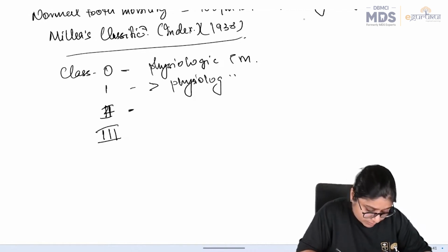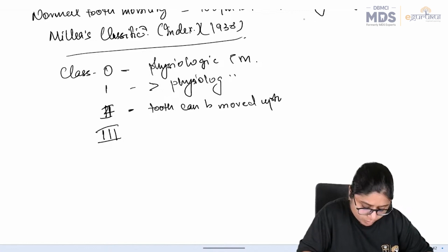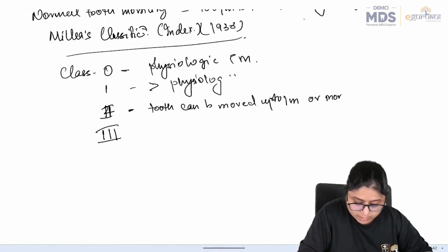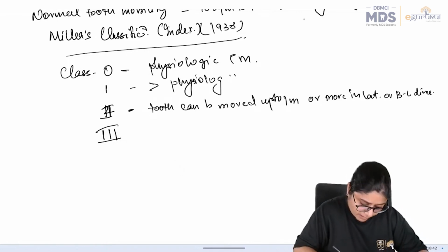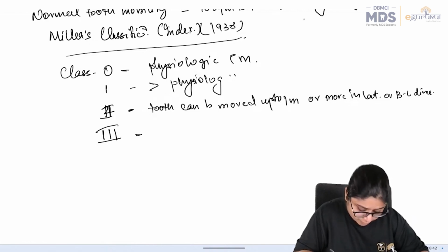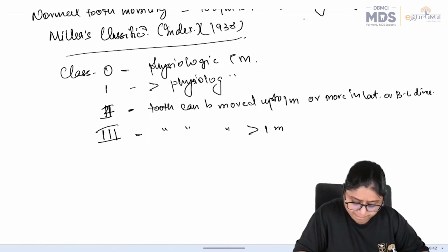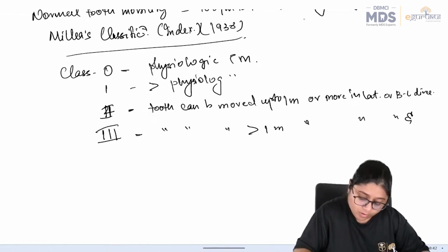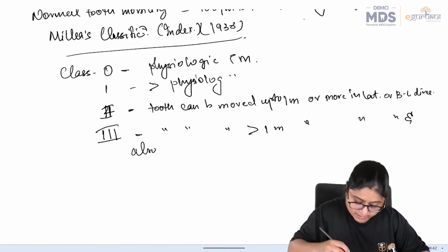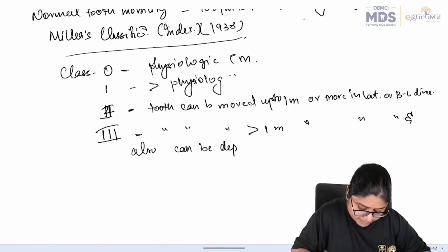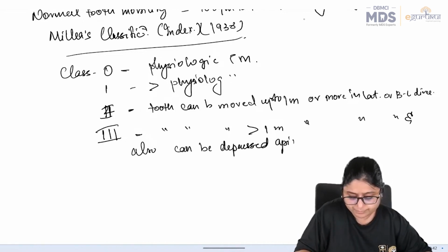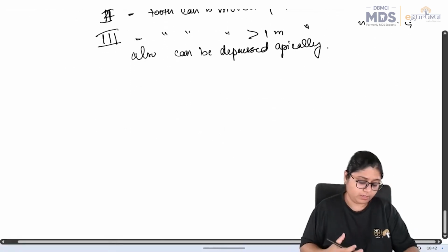Okay. 2 is the tooth can be moved up to 1 mm or more in lateral direction, means mesiodistally, or in buccolingual direction. Okay. And in class 3, what you will see, the tooth can be moved more than 1 mm in lateral and buccolingual direction, and also it can be depressed apically. The tooth can be depressed apically.